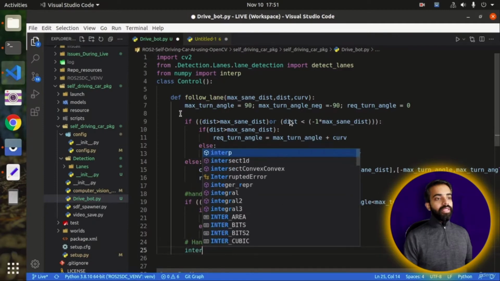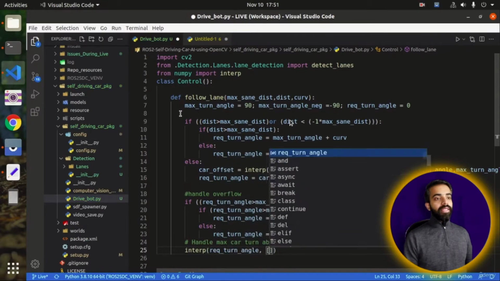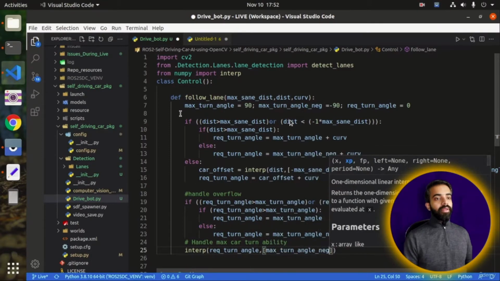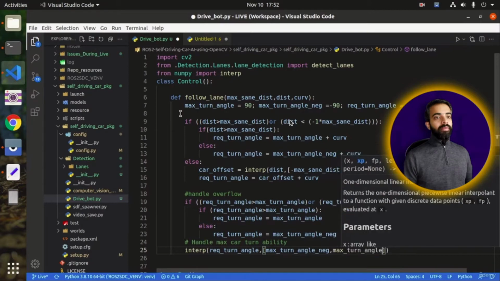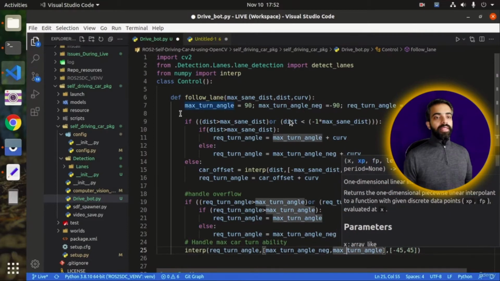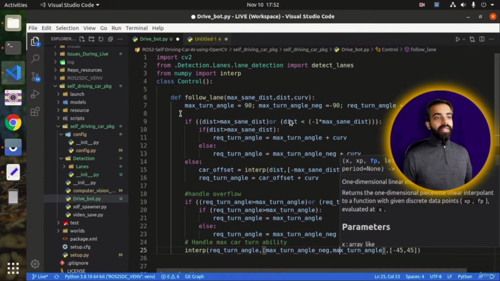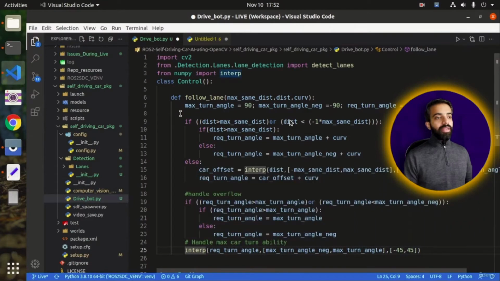We use the interp function once more, providing the required turn angle, then the current range, that is, max turn angle negative to max turn angle positive, and we want it to go to negative 45 to positive 45 degrees. So negative 90 to positive 90 degrees, we want it to interpolate to the negative 45 to positive 45 degree range. Once we have this, we have now handled the max turn capability of the car. Now, we want to save it not to the required turn angle variable, but to the final self.angle.